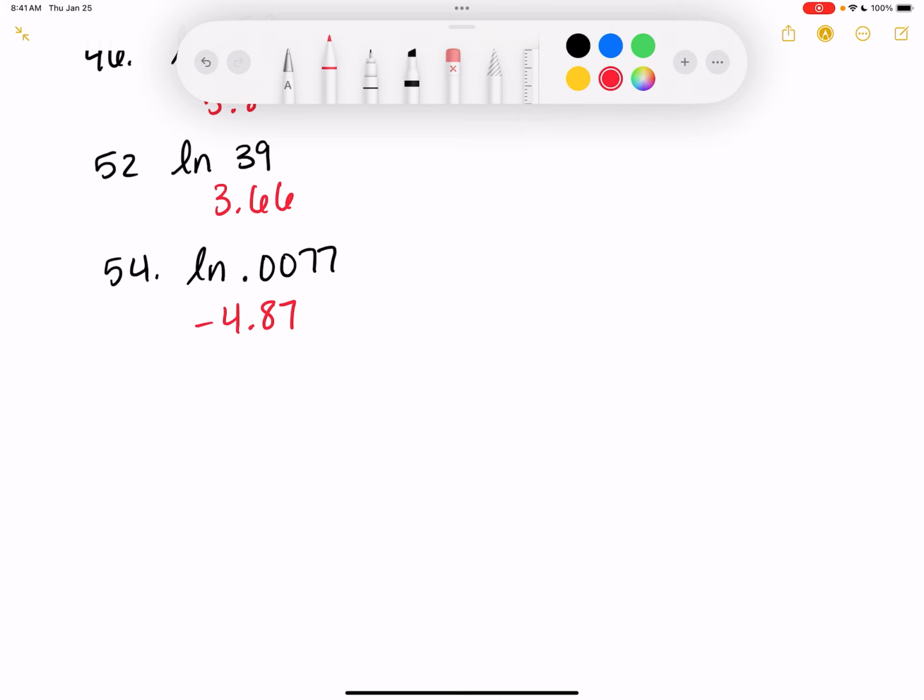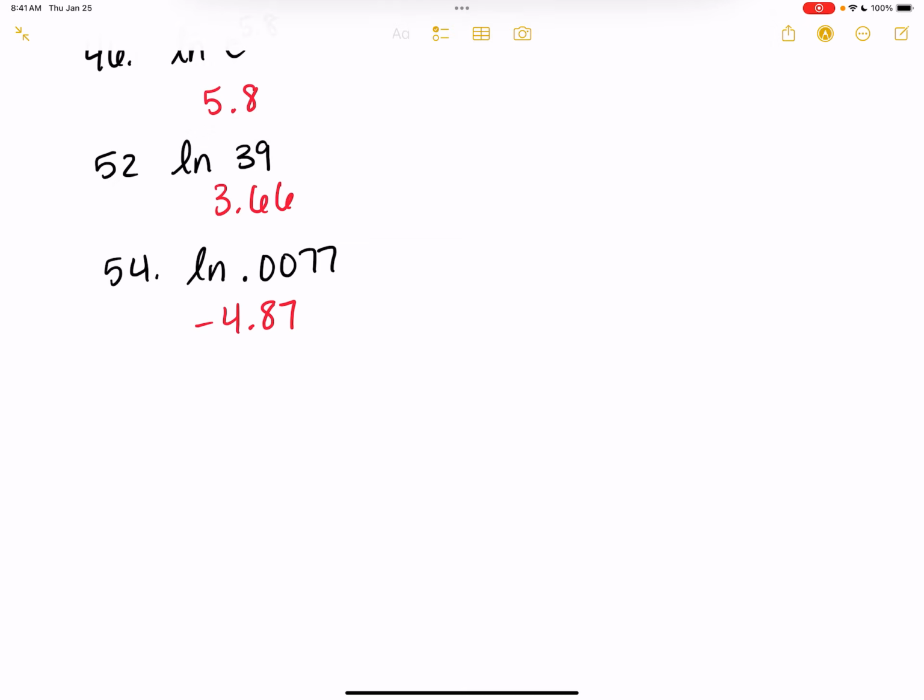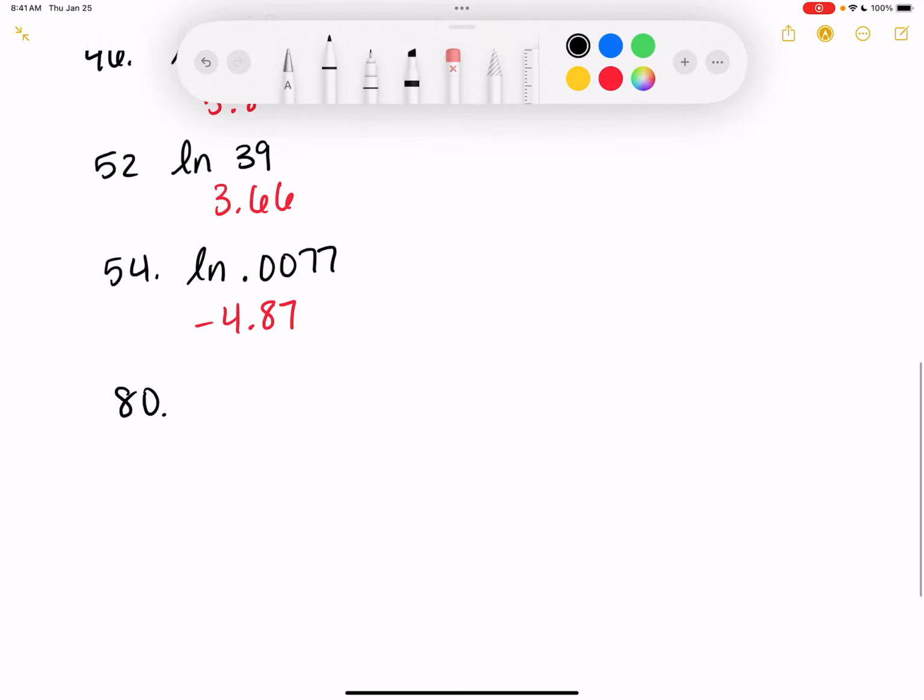All right, jumping to change of base theorem. If they don't specify what base you're changing it to, it's assumed to be a common log. Okay, it's assumed to be log base 10 that you're changing it to. So 80, log base 2 of 9. So a lot of people, their temptation is just to type this in the calculator using the log base option, but we can't do that. We have to use a change of base formula.